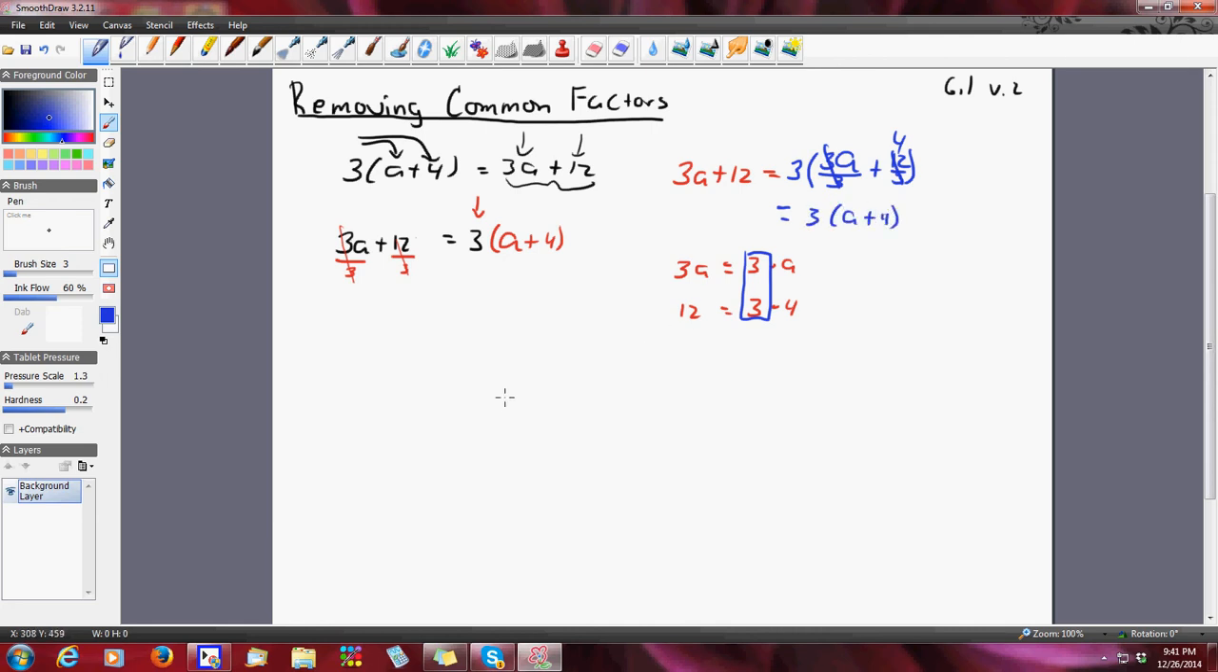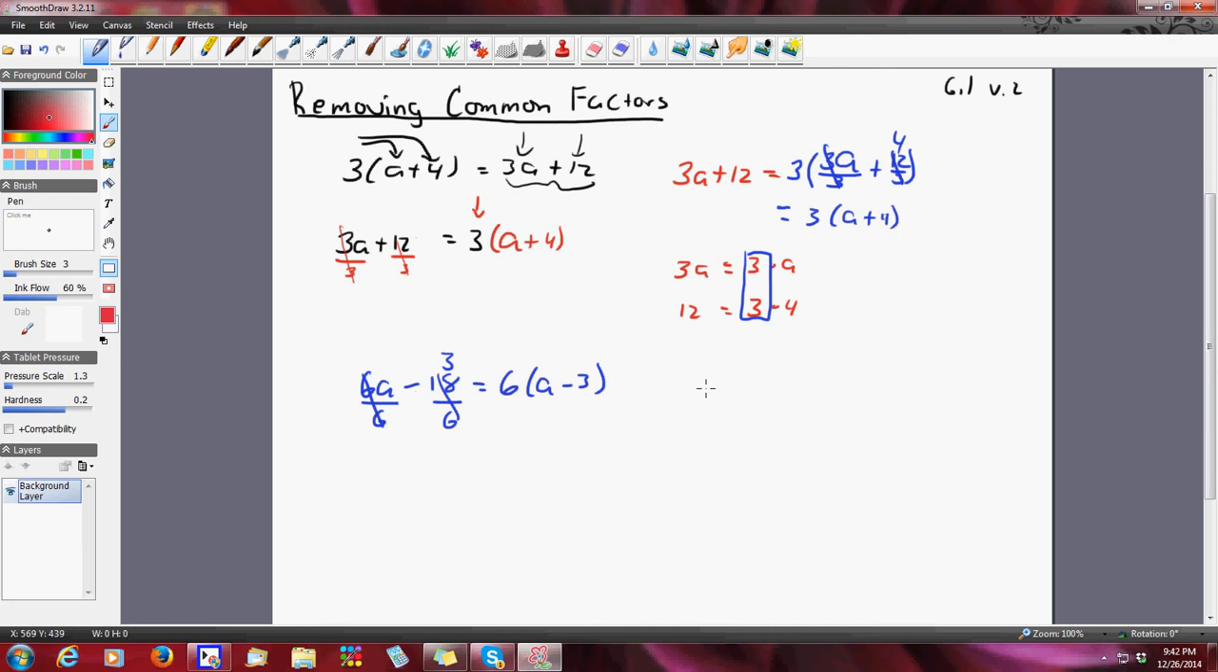All right, I'm going to try to do another one. Let's say I had 6a minus 18. Here I say, what do 6 and 18 have in common? What's their greatest factor? It's 6. So how many times does 6 go into 6a? A times. How many times does 6 go into 18? 3 times. You have to keep that negative sign, and that's your answer.